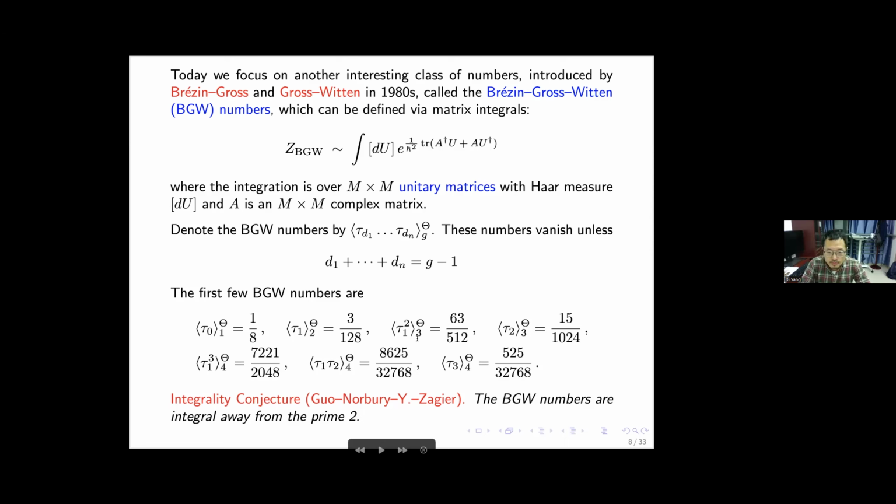From these numbers and from much more data, we immediately observe that the BGW numbers are almost always integers. So we conjecture that they are integral away from the prime 2. This looks like a very simple conjecture, but so far we don't know how to prove it. It's still a conjecture. You see the numerator here is always a power of 2.